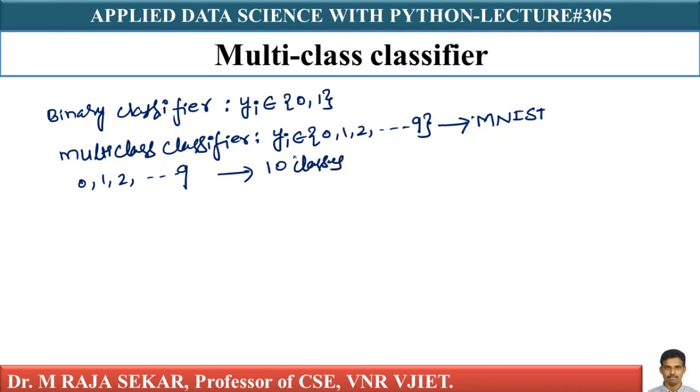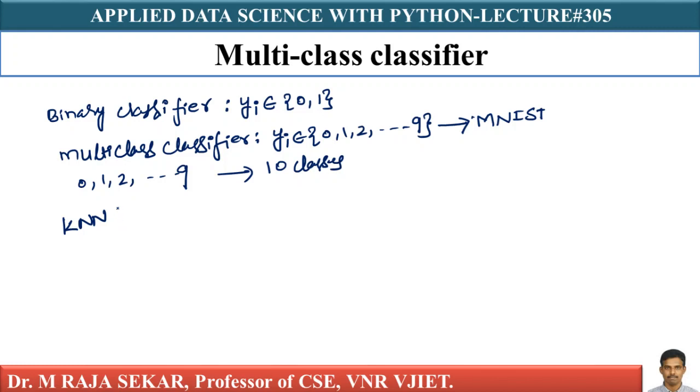Now, some classification algorithms can do multi-class classification automatically, and some classification algorithms can do only binary classification. If you consider our KNN, the classifier that we already learned, it can do multi-class classification very naturally.